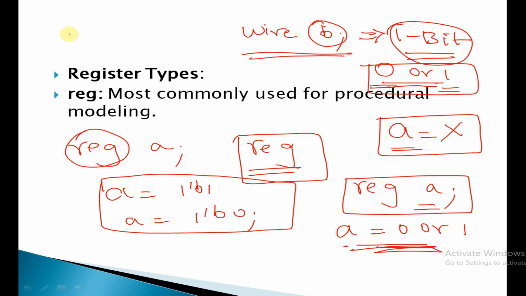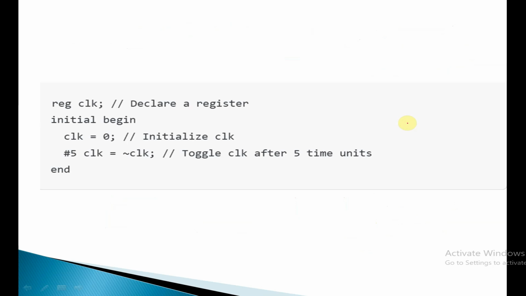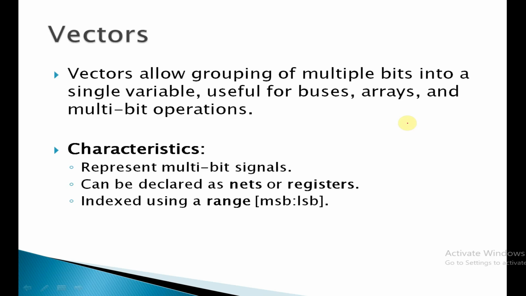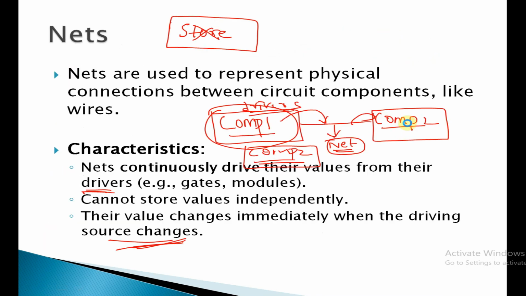Yes, sir. And if we use integer, let's say integer a, then what is the size? 32 bits. Yes, here it will be equal to 32 bits. But here, it is only one bit. Okay, so that was about reg, and here is an example of clock generation that we will see later. I should first explain initial, begin, end blocks, everything, and after that I will show you. So that was about the net data types and reg data types in Verilog.